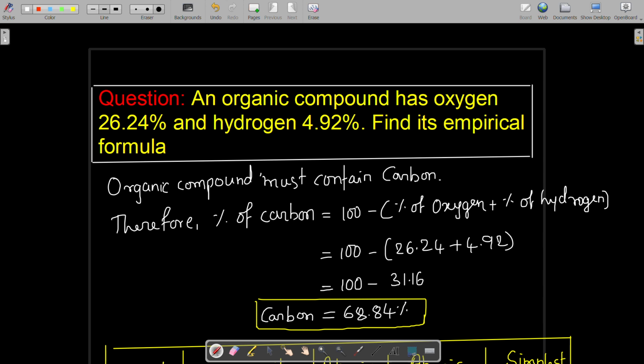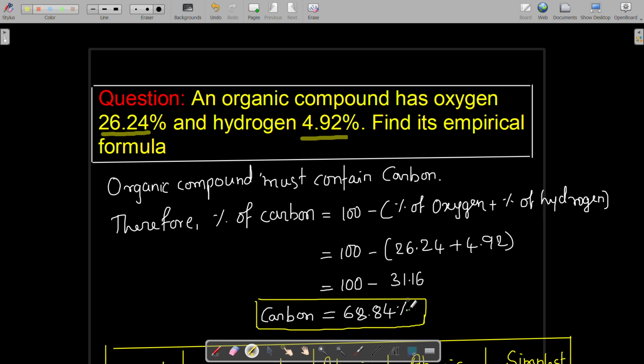Okay, see this question. An organic compound has oxygen 26.24% and hydrogen 4.92%. Find its empirical formula. We know that an organic compound means it must contain carbon. Therefore, how do you find the percentage of carbon? They have already given you the percentage of oxygen and the percentage of hydrogen. So the overall should be equal to 100. So if you do 100 minus (percentage of oxygen plus percentage of hydrogen), you will get the percentage of carbon.